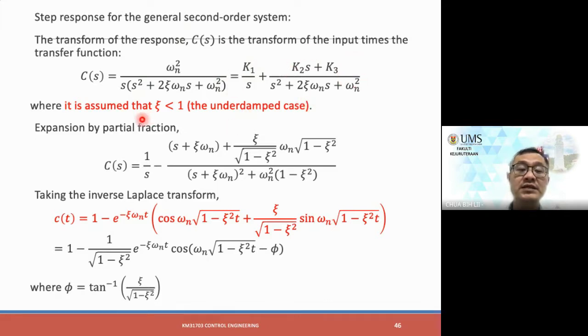When we try to solve them, we break them into partial fractions, and since we consider the underdamped case, we set the range of the damping ratio to be lower than 1. Once we have that in mind, we further expand our partial fractions into this form, then this turns into this. And then take the Laplace transform, and we will get this solution. So you may try this on your own.